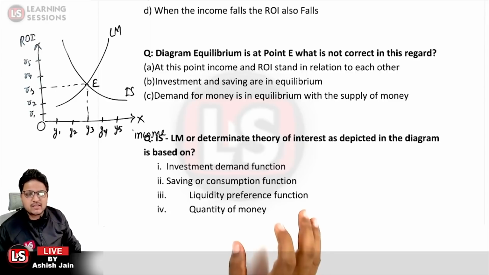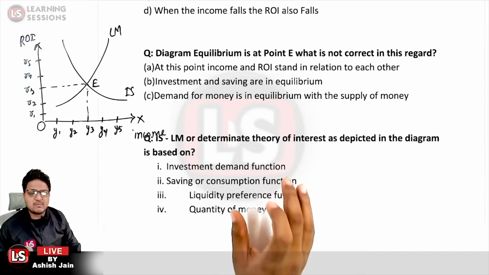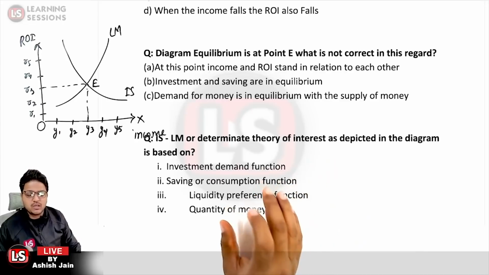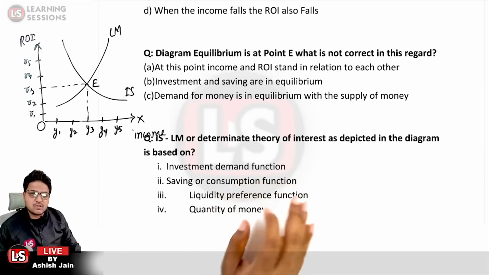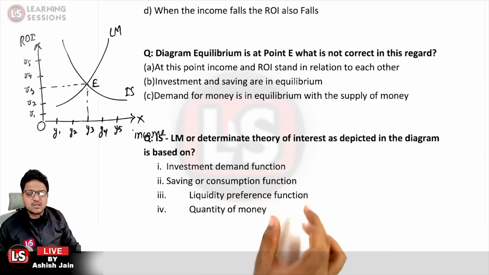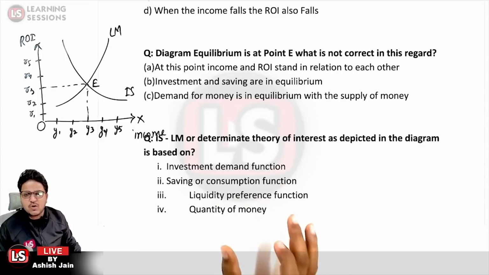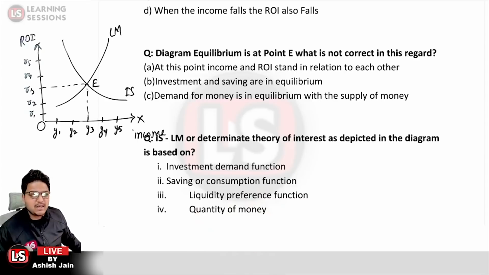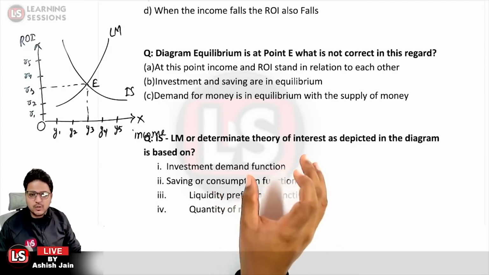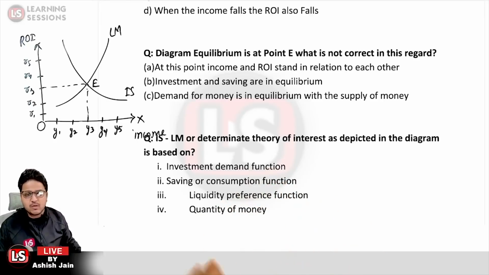Next question over here, it says the ISLM or determinate theory of interest as depicted in the diagram is based upon what? Investment demand function, saving or consumption function, liquidity preference function, quantity of money. So it is actually based upon all of this. So all would be the right answer in this particular case. From the classical theory, we basically predicted whatever investment will be made and what amount is demanded.